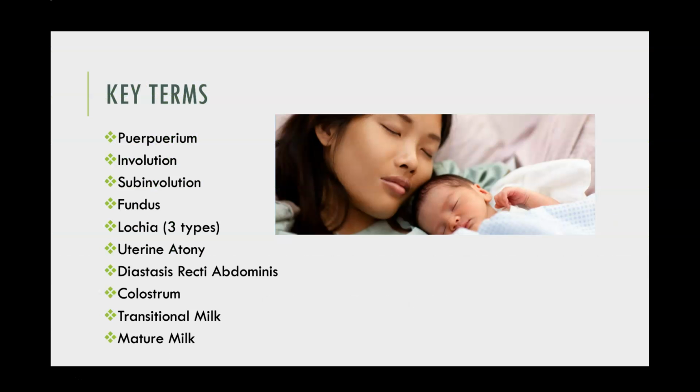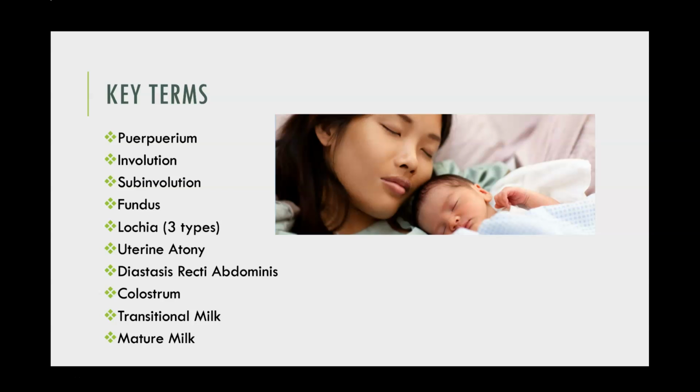All right, so we just skipped over our learning objectives. You guys can look at those on your PowerPoint. And the first thing that we're going to talk about is postpartum care. There are several key terms that you need to be aware of whenever we talk about postpartum care. And we're just going to go down the list here and talk about some of these.